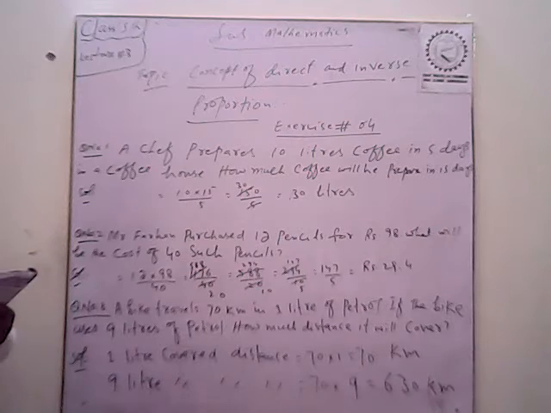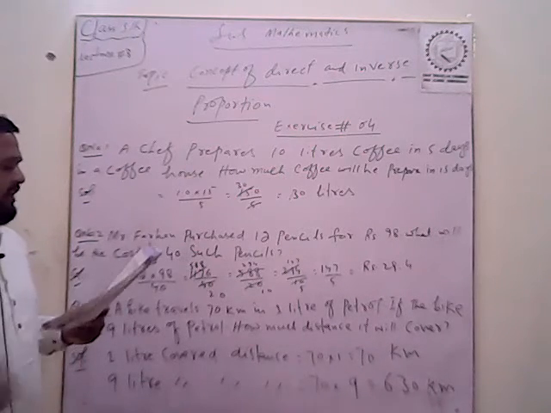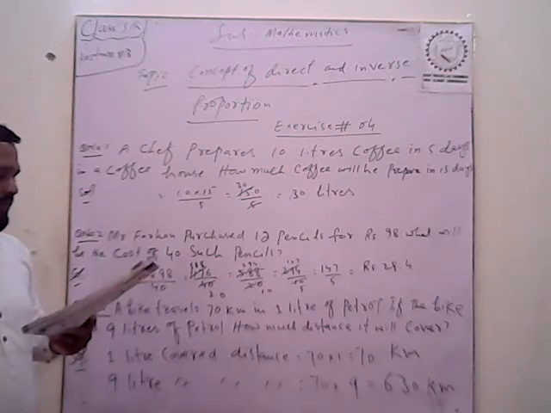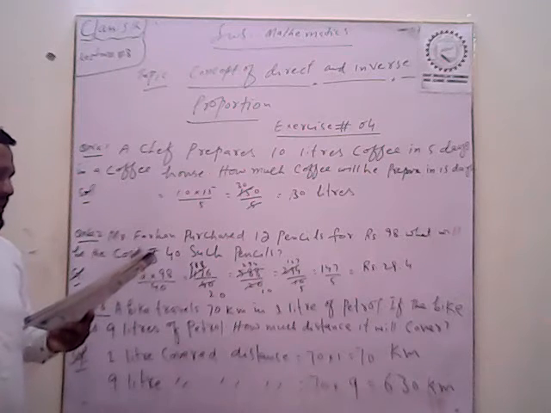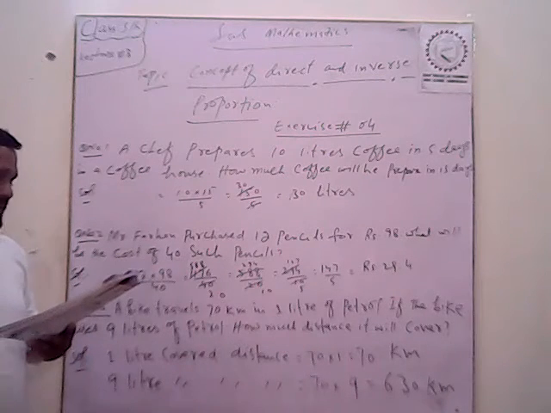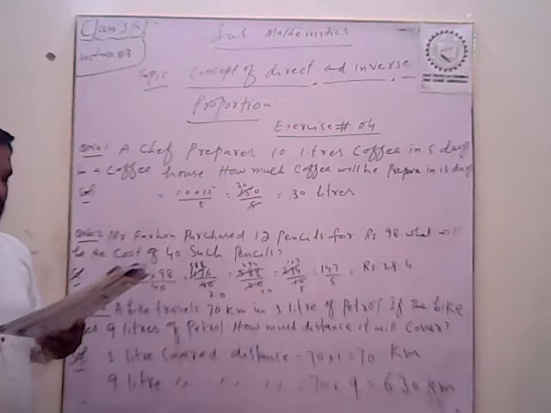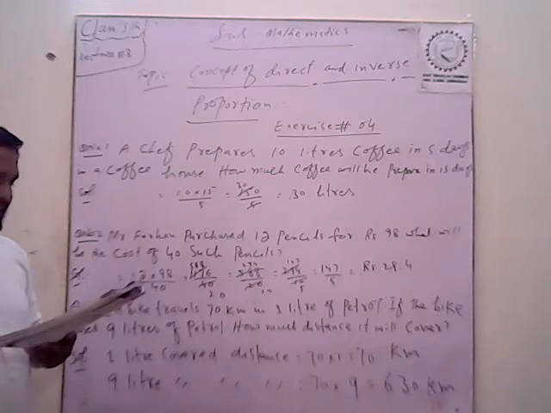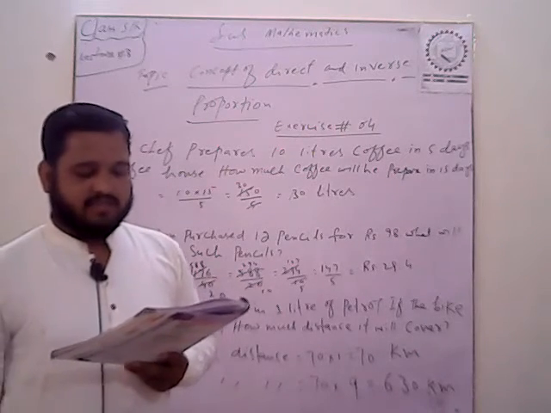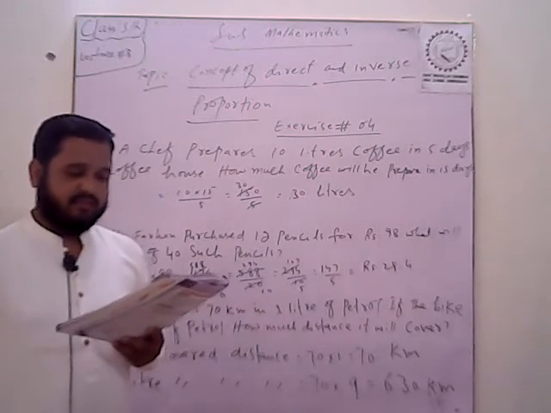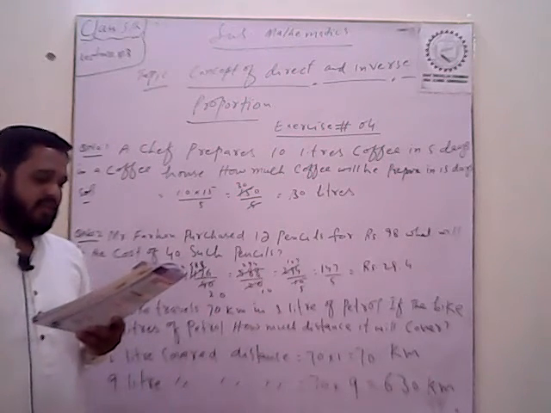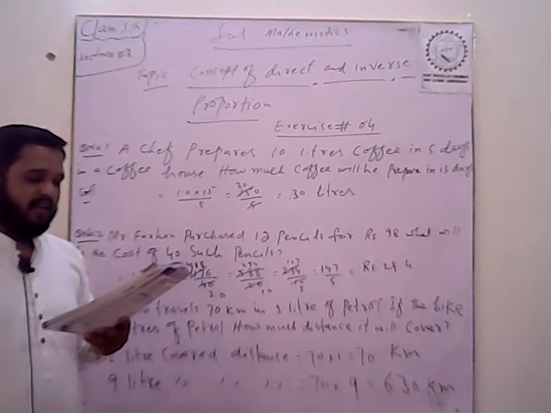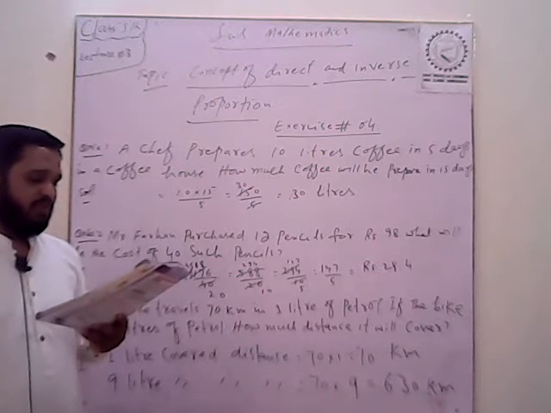Now, inverse proportion. This is the second type of proportion. So, inverse proportion, or you can say opposite proportion. When two quantities are related with each other in such a manner that an increase in one quantity causes the decrease of another quantity, and the decrease of one quantity causes the increase of another quantity, it is called an inverse or opposite proportion.